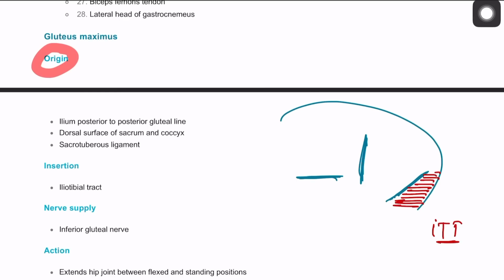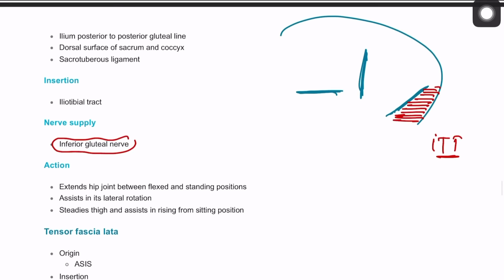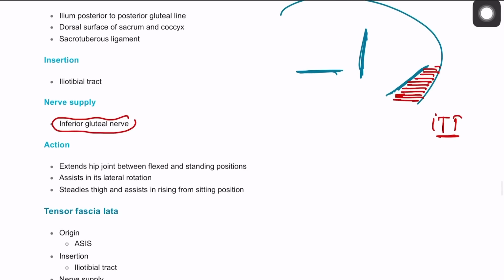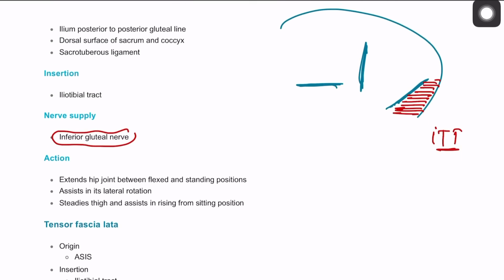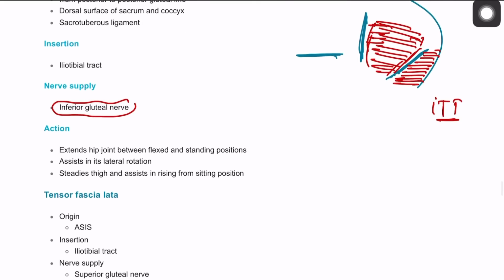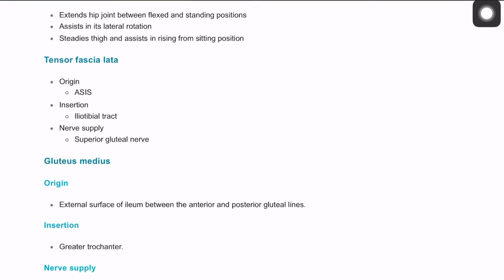Nerve supply is the inferior gluteal nerve. Okay, and the action: it's one of the extensors of the hip joint and the flexors of the knee joint, and it assists in lateral rotation as well, and steadies the thigh. Tensor fascia lata, we mentioned the origin as the ASIS, and the insertion is the iliotibial tract. Gluteus medius arises from the ilium just between the posterior and anterior gluteal lines, so it would be sort of here, and the insertion goes to the greater trochanter of the femur, and the nerve supply is the superior gluteal nerve.